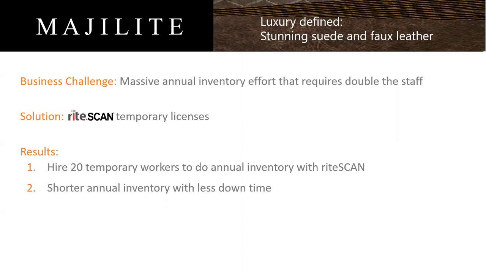So Magilite actually purchases RightScan temporary licenses just for this specific time of the year when they're going through the stock take to do their annual inventory using RightScan. This really allows them to get more people on the floor at the same time, shorten that annual inventory, and reduce their downtime from that perspective.